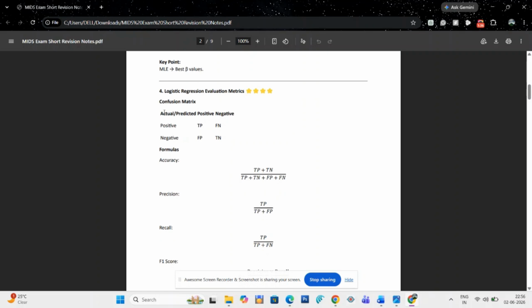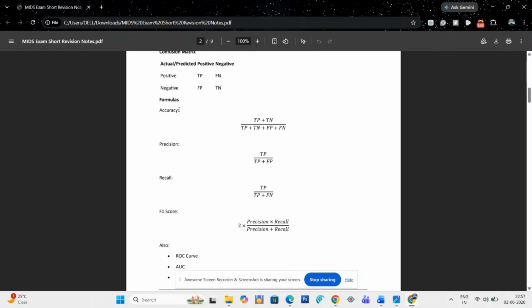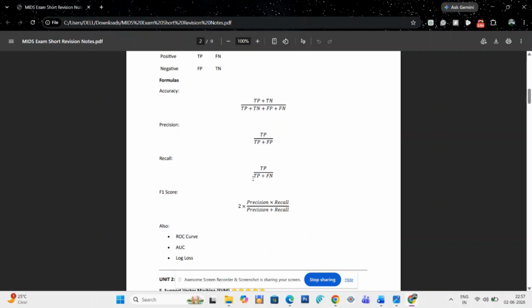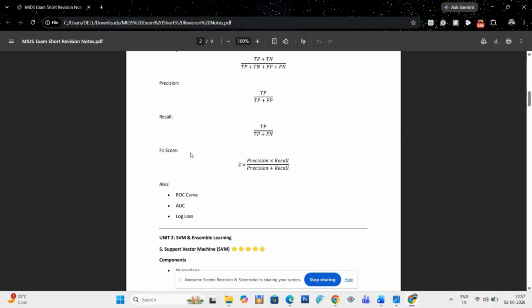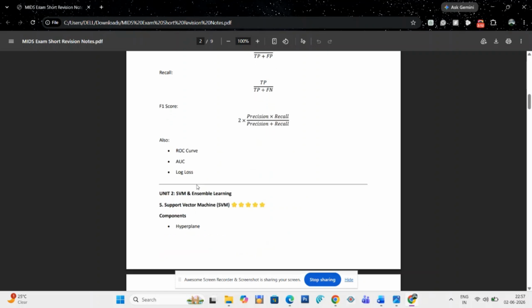Then is logistic regression evaluation matrix, in which we get multiple types of metrics. First is the confusion matrix, the table of actual values versus predicted values: true positive, false positive, false negative, true negative. The formulas: accuracy is true positive plus true negative divided by total. Precision is true positive divided by true positive plus false positive. Recall is true positive divided by true positive plus false negative. F1 score is 2 into precision into recall divided by precision plus recall. Also ROC curve, AUC, area under the curve, and log loss function.